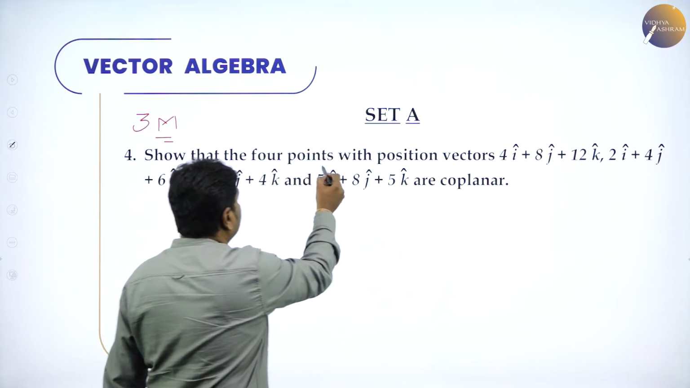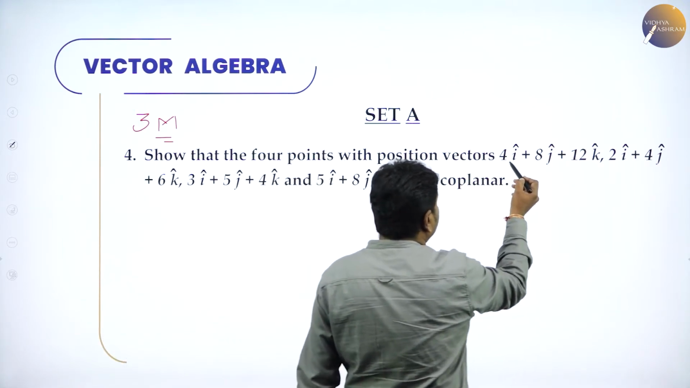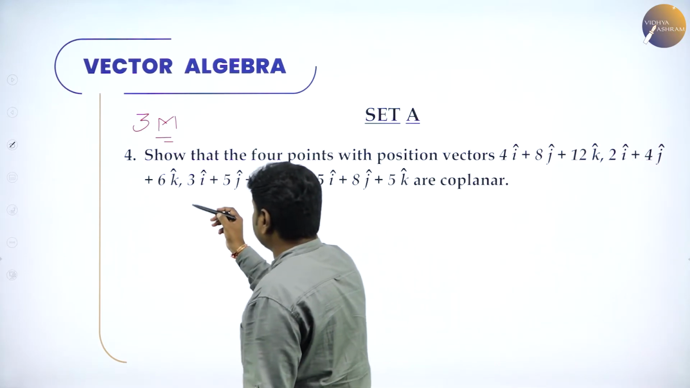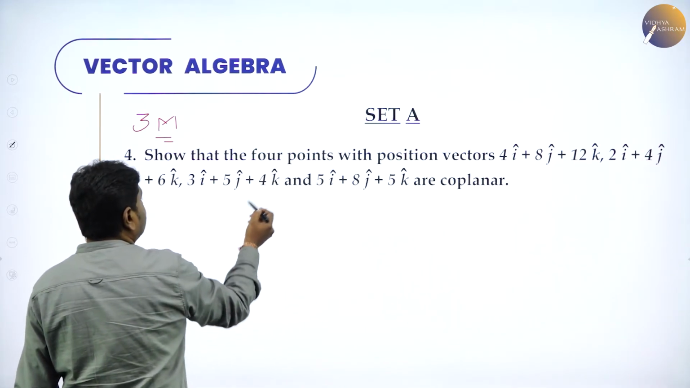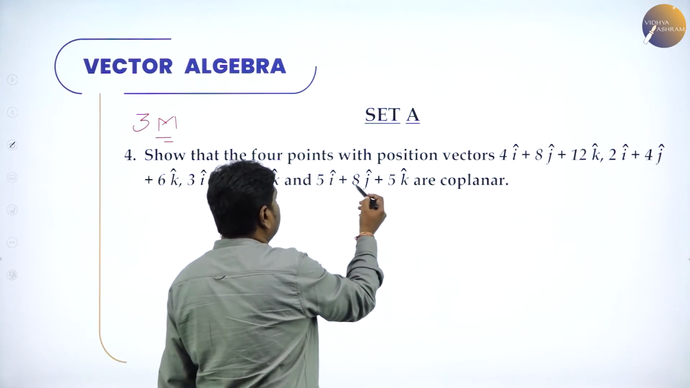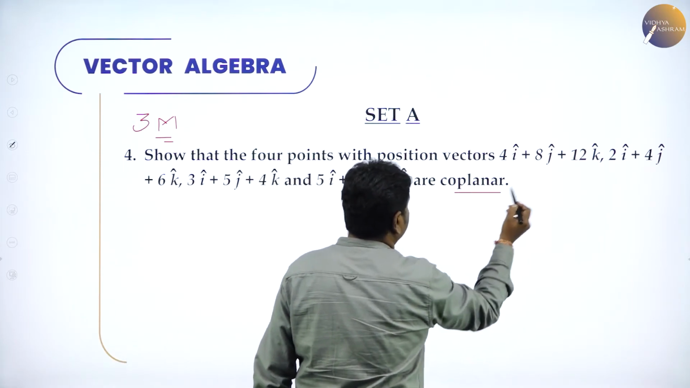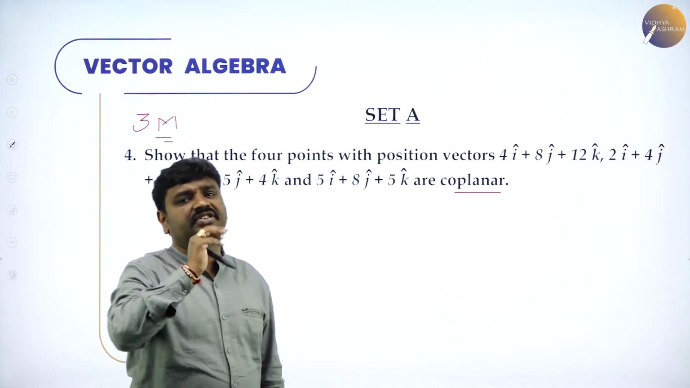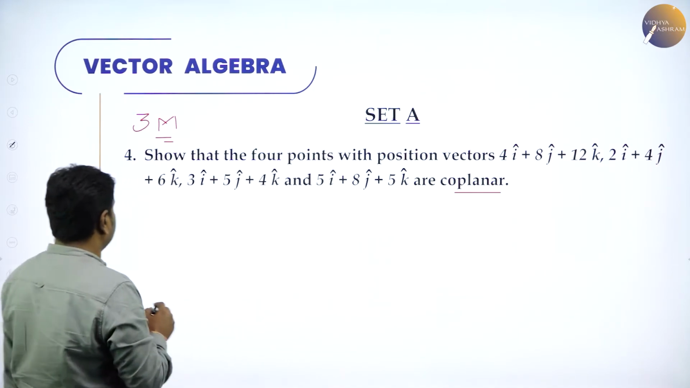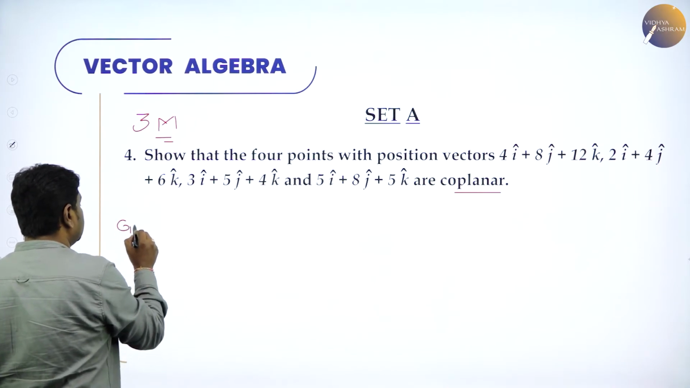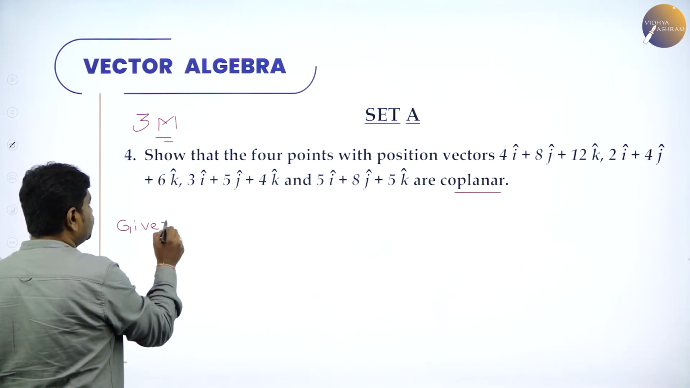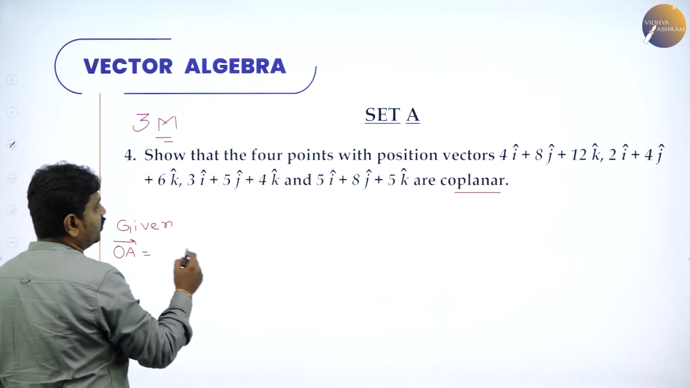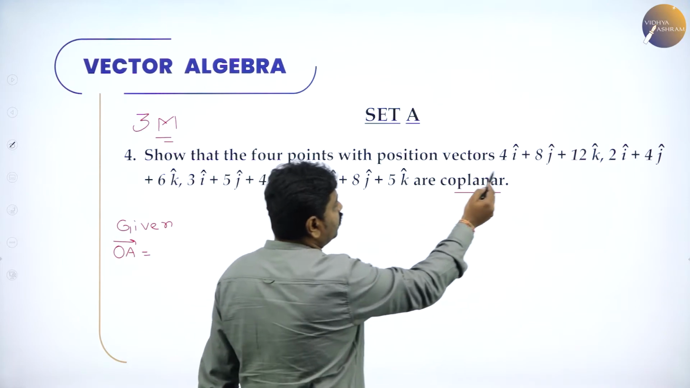So now show that the 4 points whose position vectors are 4i cap plus 8j cap plus 12k cap, 2i cap plus 4j cap plus 6k cap, 3i cap plus 5j cap plus 4k cap, and 5i cap plus 8j cap plus 5k cap are coplanar. So they give position vectors, they want you to prove coplanar. This is a standard 3 mark question. So now first write what is given. They give position vectors. Position vectors means they give vector OA, the position vector of point A, 4, 8, 12.